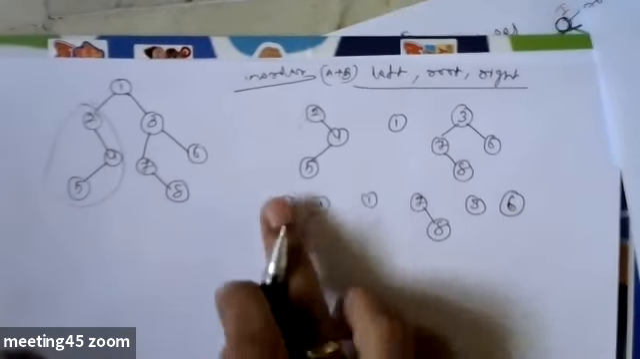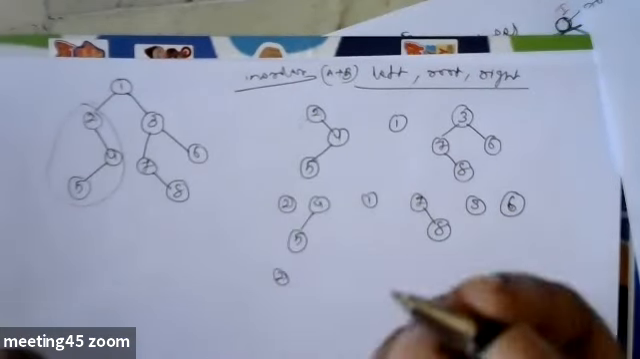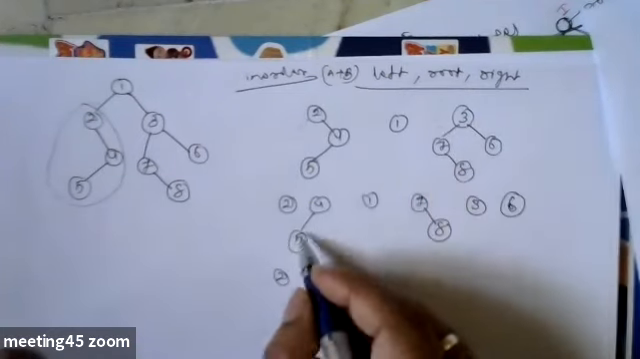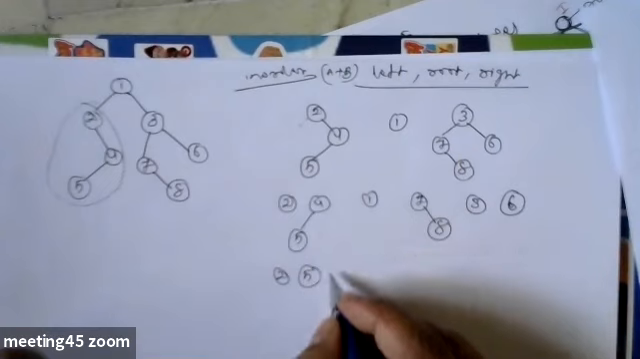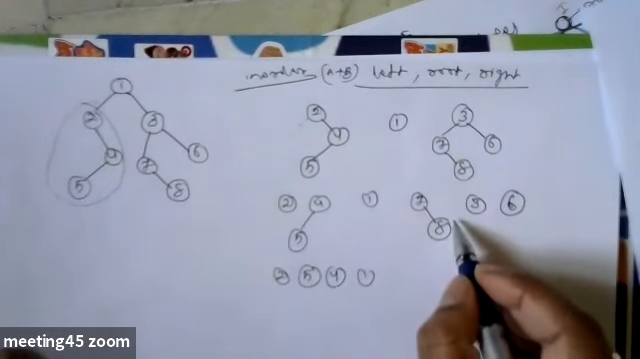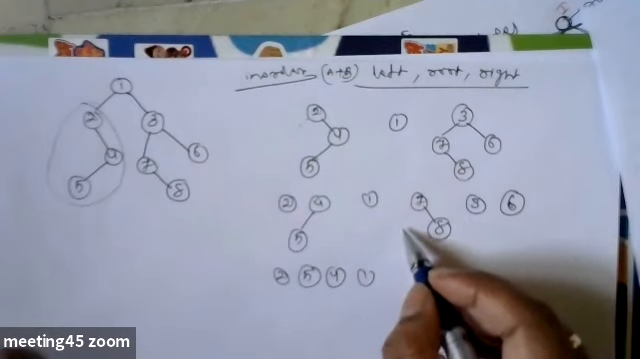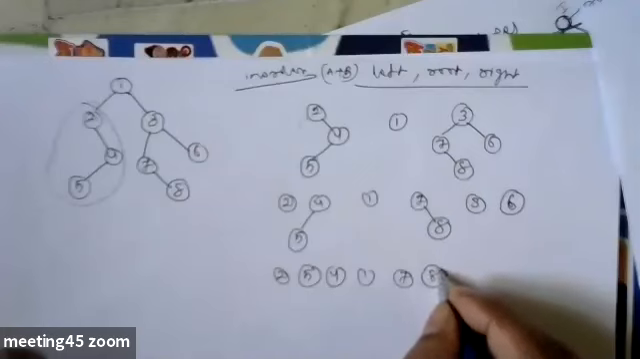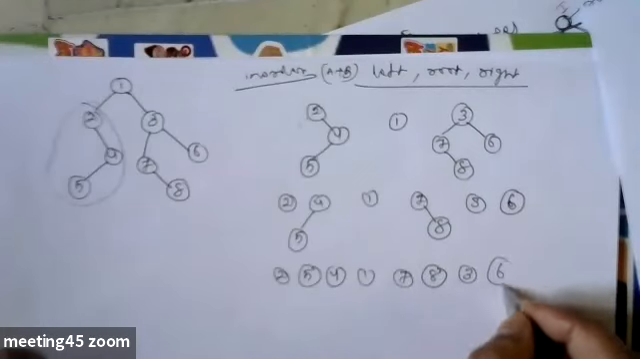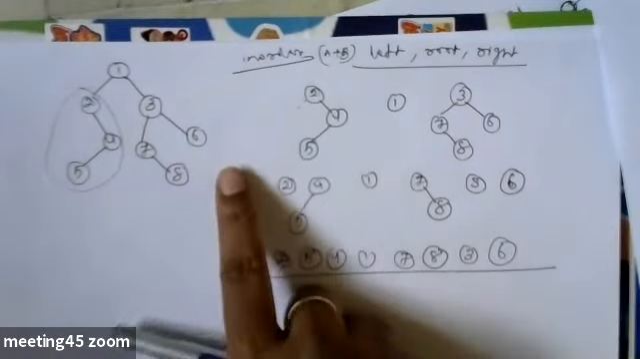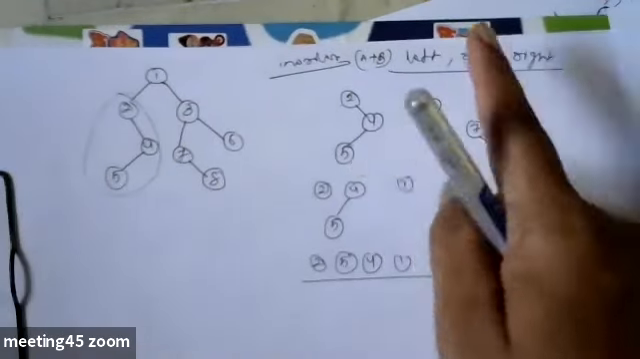Now come on once again. 2 is as it is, because one node. Then this is a tree. In this tree, what you have to do? Left, root, right. Who is left? 5. Who is root? 4. Done. Then 1 as it is. Then this is also a tree. What to do? Left, nothing. Root, 7. Right, 8. Then 3, then 6. Then finish.